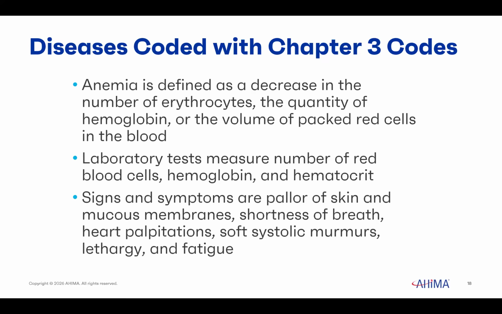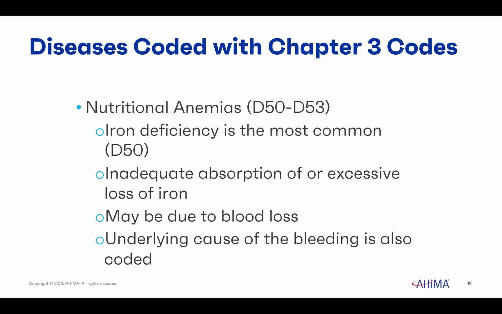Anemia means that there aren't enough red blood cells, hemoglobin, or packed red blood cells, and we can measure this on lab tests. Some symptoms of anemia include pale skin, shortness of breath, heart palpitations, murmurs, fatigue, and other symptoms. Of course, related to anemia, there's several different types of anemia.